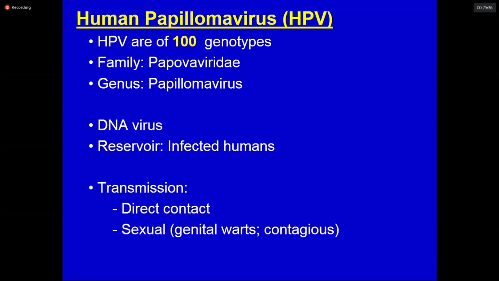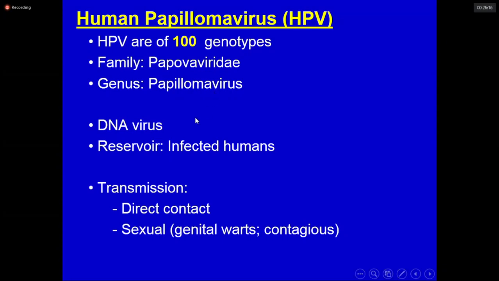We come to the second virus, human papilloma virus, HPV, a very important virus. Human papilloma virus, HPV, has more than 100 genotypes. The family Papovaviridae, you can see Viridae is the family. Genus papilloma virus, again, a DNA virus. Reservoir in human beings, that is why it is called human papillomavirus. So the reservoir is infected humans.